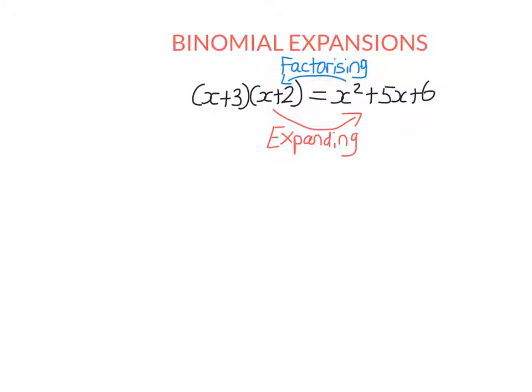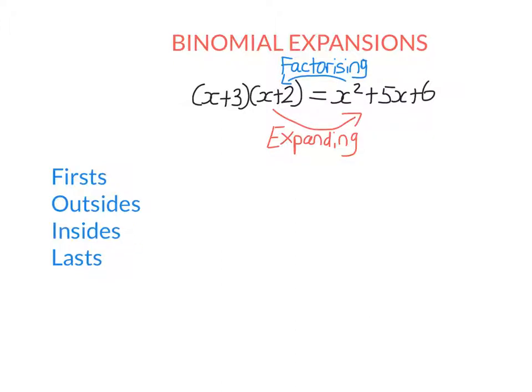So the idea here is we want to multiply everything in the first bracket by everything in the second bracket. So we want to multiply x by x plus 2, and we want to multiply 3 by x plus 2. In order to make sure that we don't forget any terms, we're going to follow the process called FOIL. FOIL is an acronym that stands for firsts, outsides, insides, and lasts. We multiply the things that come first in each bracket, the things on the outside of each bracket, inside of each bracket, and the things that occur last in each bracket.